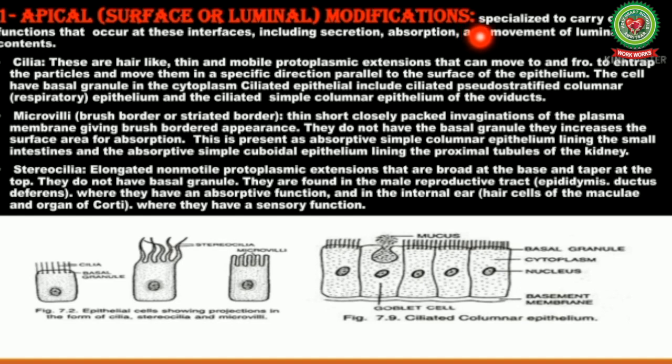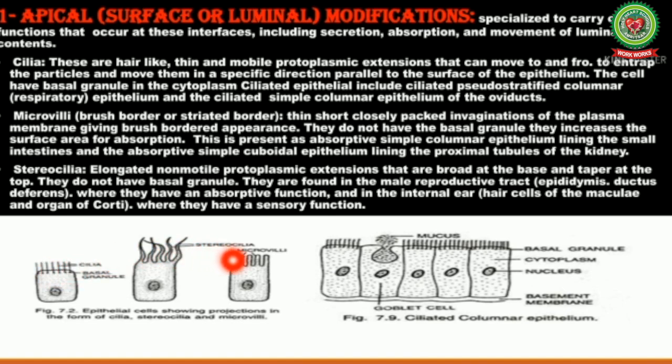The free surface of the epithelium is modified to carry out functions that occur at these interfaces, including secretion, absorption, and movement of luminal content. Cilia. These are hair-like thin, mobile, protoplasmic extensions that can move to and fro to entrap the particles and move them in specific direction parallel to the surface of epithelium. The cells have basal granule in the cytoplasm. Ciliated epithelium includes ciliated pseudostratified columnar respiratory epithelium and the ciliated simple columnar epithelium of the oviduct.